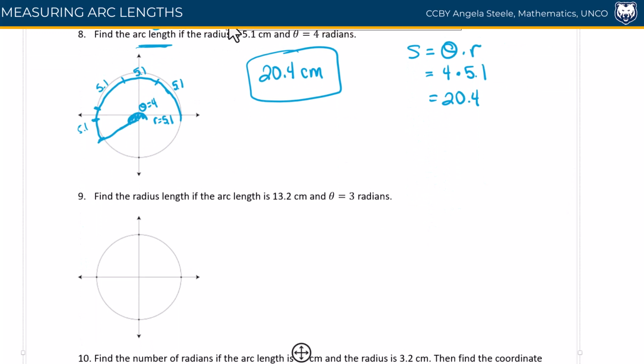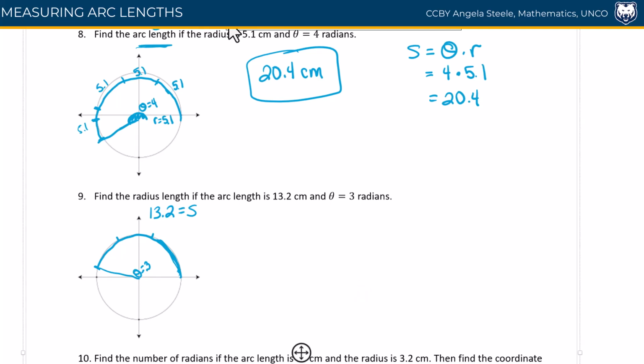Okay, problem number 9, we're going to find the radius length if the arc length is 13.2 centimeters and our theta is equal to 3 radians. So again, I'm going to draw the picture first, and I'm going to mark off the radians. So there's radian 1, there's the second radian, and there's the third radian. And we know that we've gone a total of 13.2. So that's going to be our total arc length, which is going to be the S. We know that our theta is 3. So we're just trying to figure out the length of this radian, which then gives us the radius.